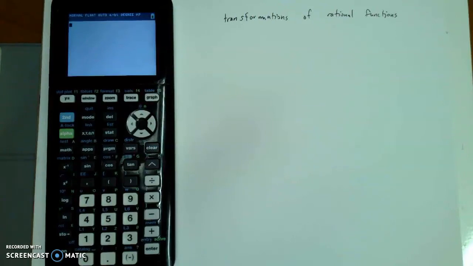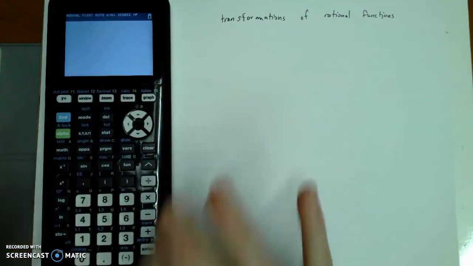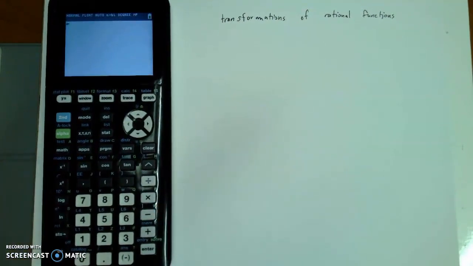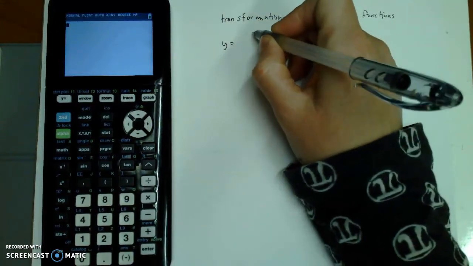Let's look at how to use the graphing calculator to specifically do transformations for rational functions. I've already done a video on general transformations, so this one I'm going to look at specifically for rationals. And as always, I'm using a TI-84 Plus CE, but a lot of what I say will apply to any. Now the rational functions can be a little bit trickier.